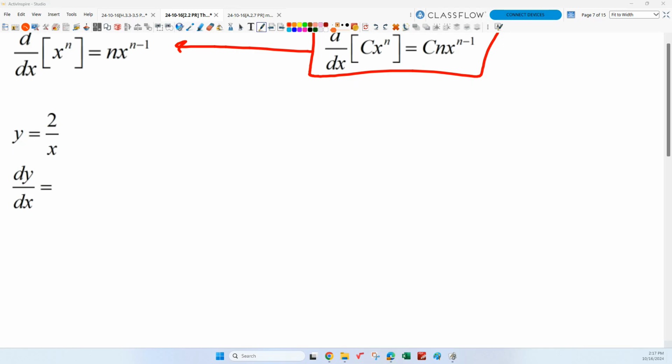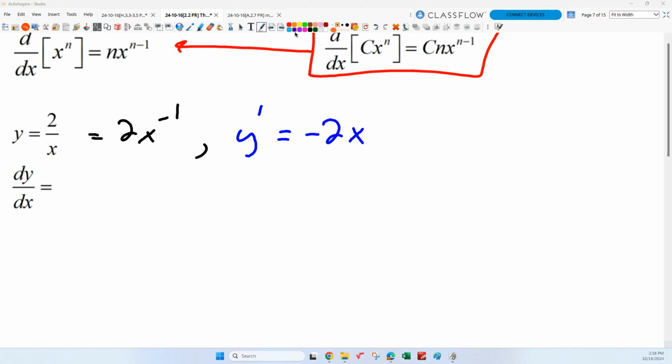Okay, but I need it as a power. x to the negative 1, right? x on the bottom is the same as an x to the negative 1 on the top, right? Aha. So if we write that as 2x to the negative 1, well then, what's y prime equal to? What's the derivative? That's just another way of saying derivative, right? We'll follow the rules. What is it?